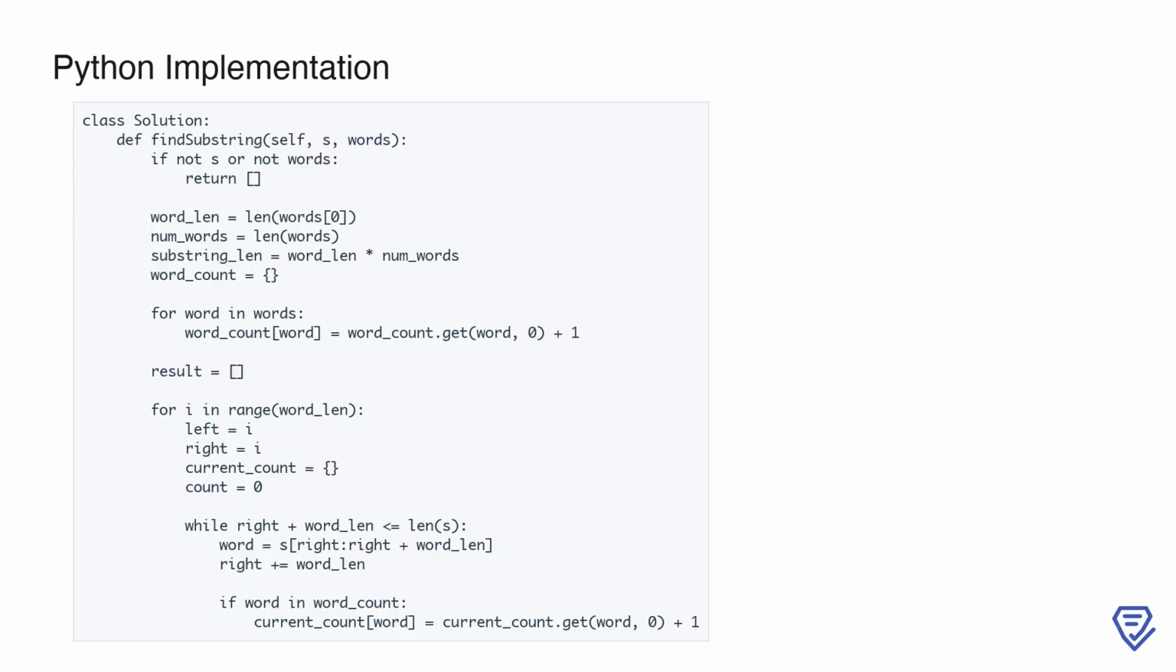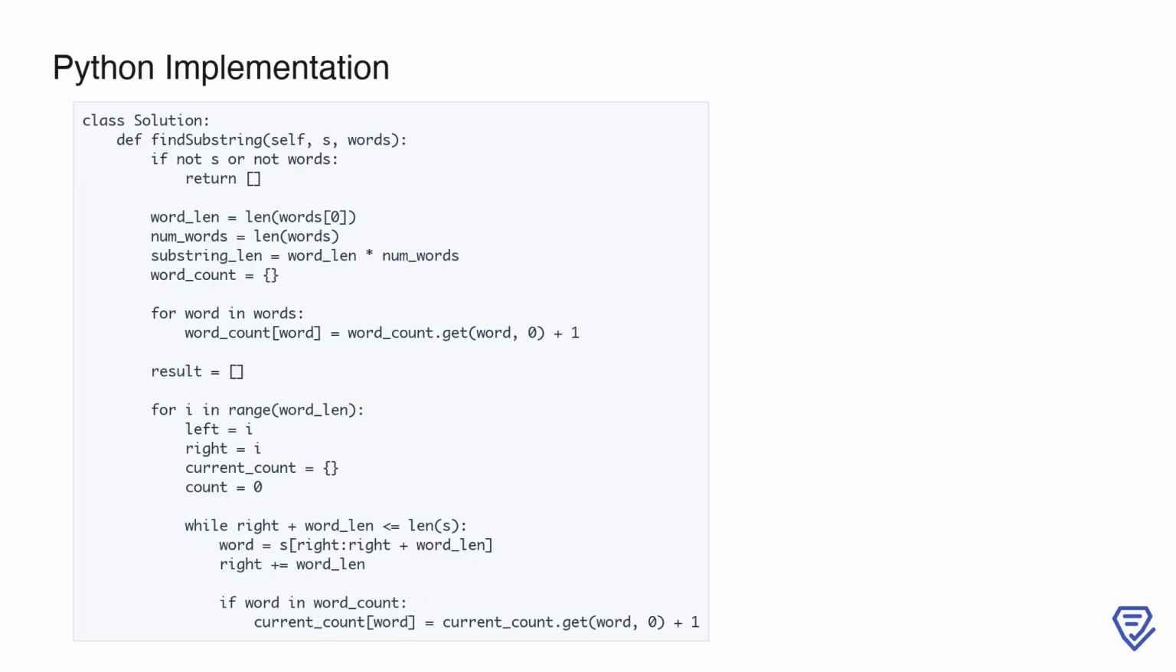First, we handle edge cases by checking if either S or words is empty. If so, we return an empty list. Next, we calculate some key values: word_len, which is the length of each word since all words are the same size; number_words, which is the total number of words in the list; and substring_len, which is the total length of a valid substring that includes all the words concatenated.